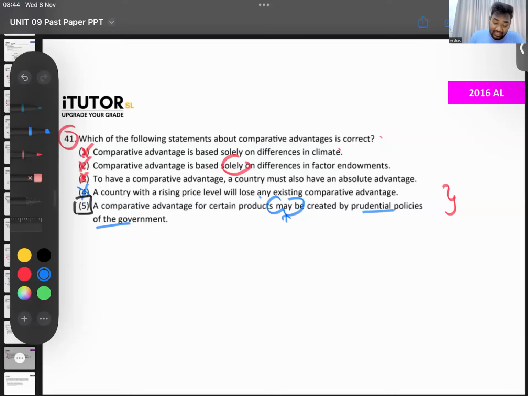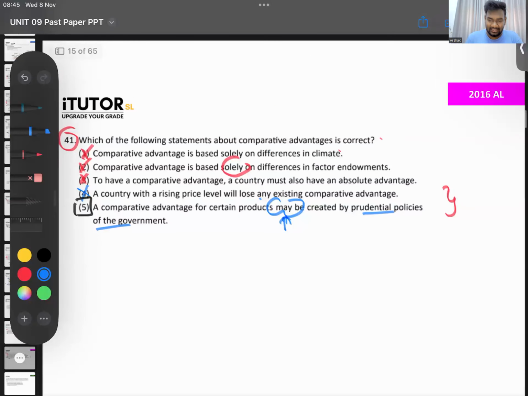So now see, if they say comparative advantage for certain products will be created by prudential policies, it can be wrong because it might not always be created. Let's see the way they have worded the question. Maybe, correct. So maybe because of government policies, they can have a comparative advantage. But if they say solely based on this thing, definitely based on this thing, no. Okay. Is that fine? 41. Answer 5. Yep. Right. That's it with 20. It's always, not always.